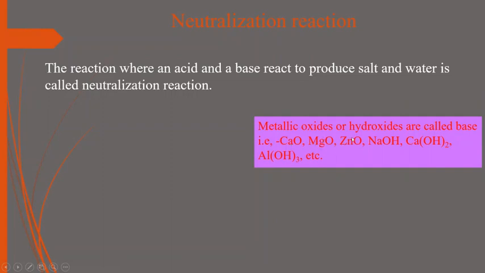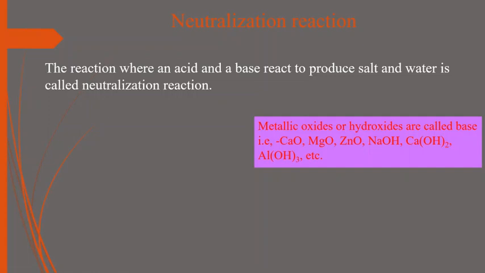And when acid reacts with this type of base, they produce two compounds, salt and water, and these reactions are called neutralization reactions. Here look, potassium hydroxide is a base, and sulfuric acid is an acid, and they react and produce potassium sulfate and water.